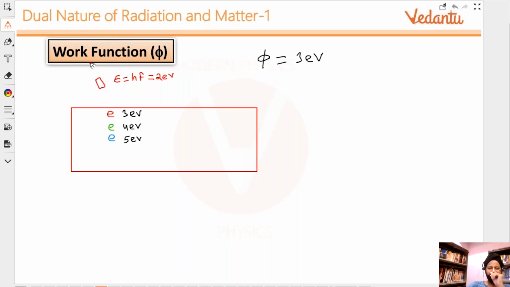Now, some students might argue, what if two of the photons combine together and that gives you 4 electron volts? Now you have enough energy. No, that doesn't happen. Usually that doesn't happen. One electron, one photon. One electron, one photon. No two photons, nothing. So let's see what happens. Nothing happens. Okay.